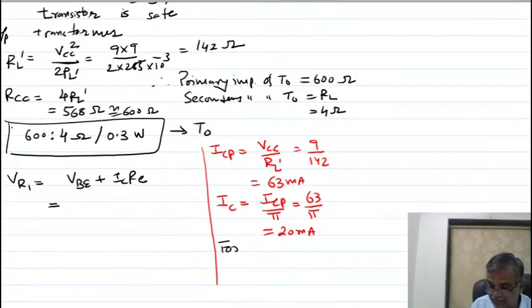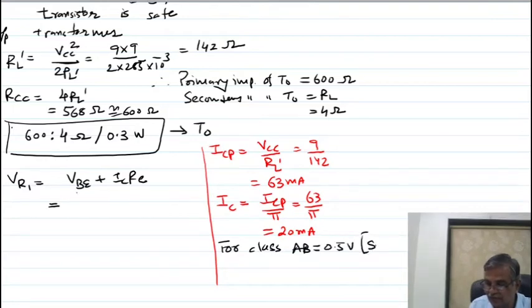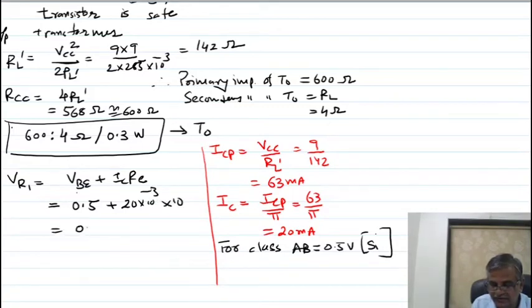For class B, VB is 0. But they are asking you for class AB. So I am writing 0.5 volt for silicon transistor, already you know this. So it is 0.5 plus 20 into 10 raised to minus 3 multiply by 10. So nearly about 0.7.